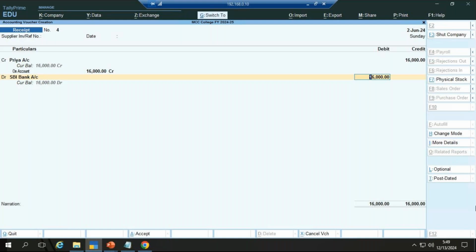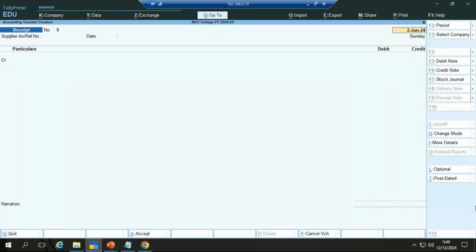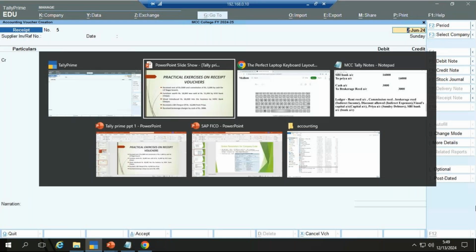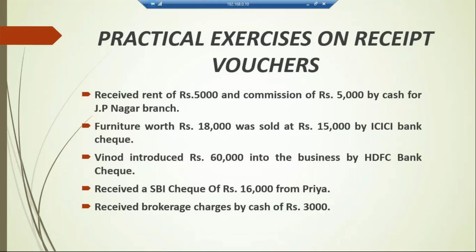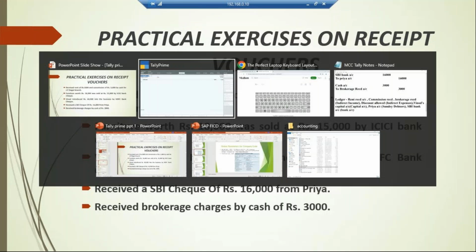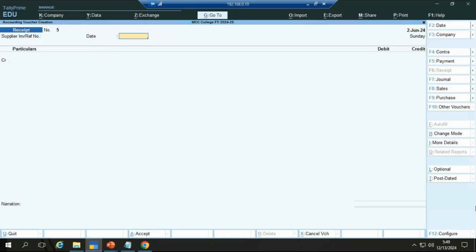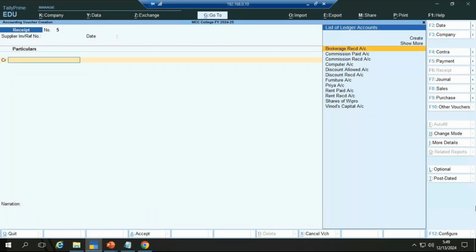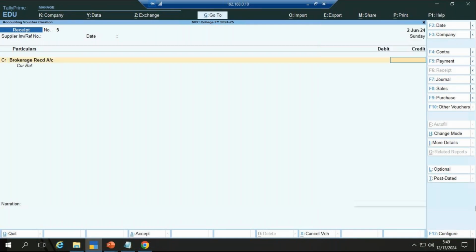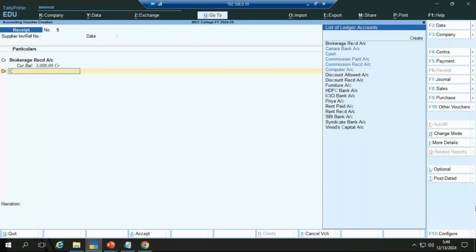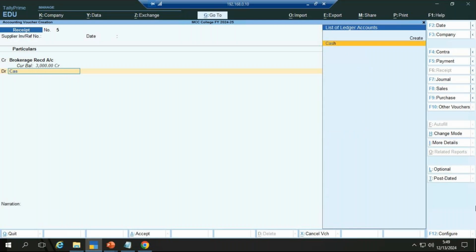Control A with this. Next, received brokerage charges by cash. Enter. So debit all expenses and losses, credit all incomes and gains. Brokerage received is an income worth rupees 3,000, so we are crediting it. We are receiving it through cash, so cash is coming into the business, debited.